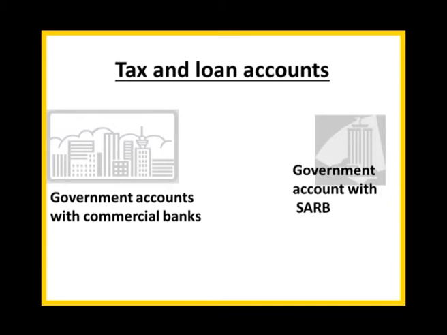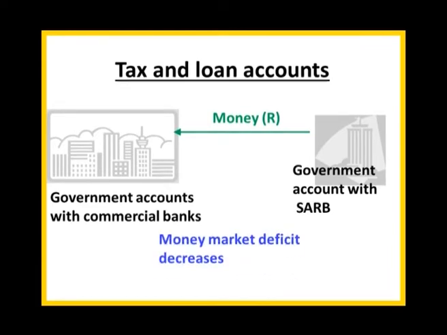If maybe at the beginning of the month, when the banks will need lots of cash, the Reserve Bank feels that it wants to provide more cash to the banks, they can just transfer money from the government's account with the Reserve Bank to the government accounts with the commercial banks, and that will decrease the size of the money market deficit or the liquidity deficit of the banks. So in this case, money flows to the banks and the money market deficit decreases.